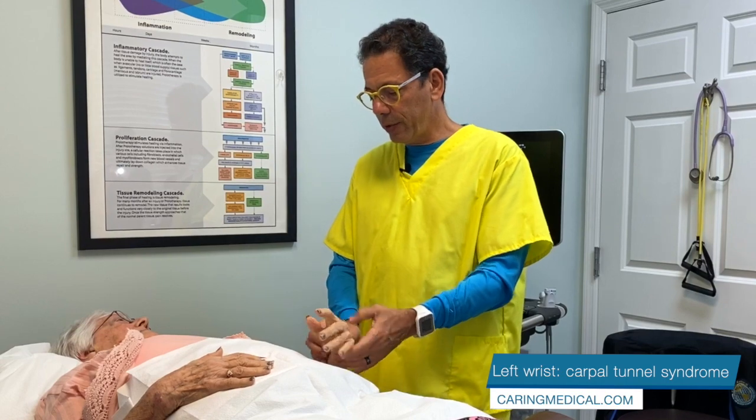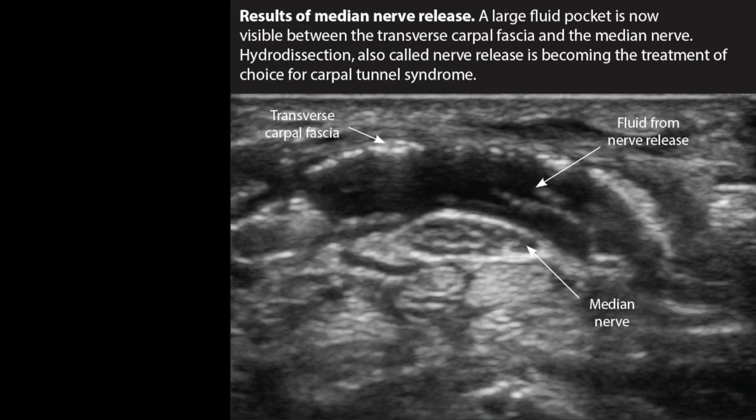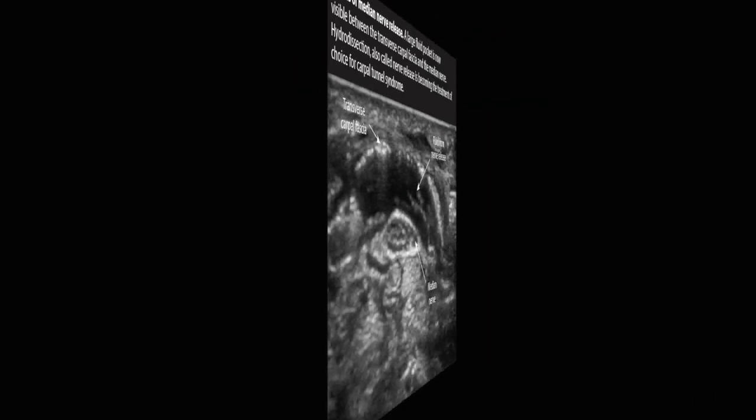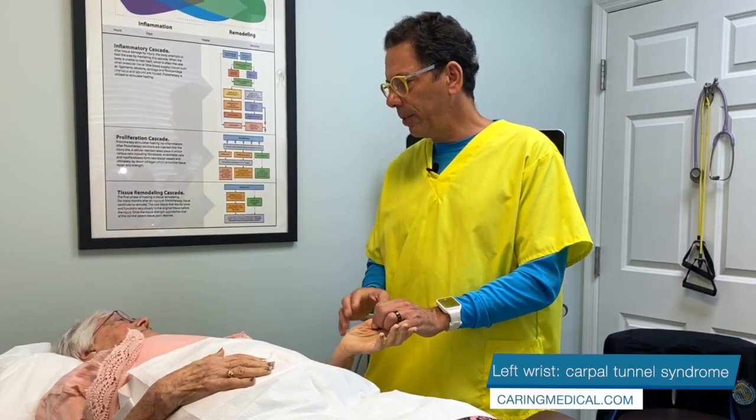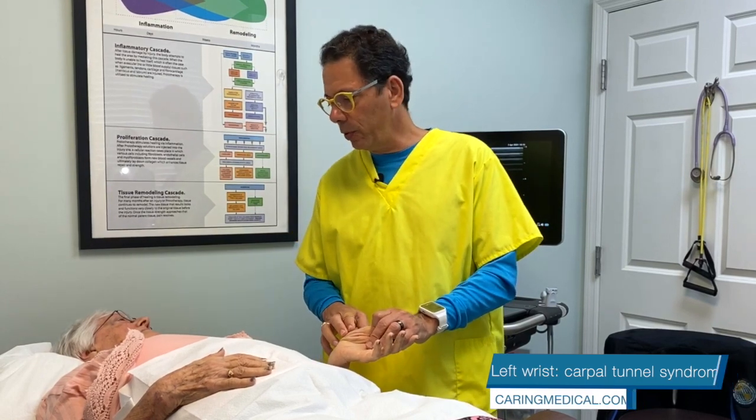We will drain the cyst, and then I'm going to do nerve release in the carpal tunnel, which is also called hydrodissection. So I'm actually going to free the nerve up, and this might have to be done a few times, but the prognosis is excellent for a full recovery, though it is going to take some time to get this muscle strength back and the muscle to be built back up again.